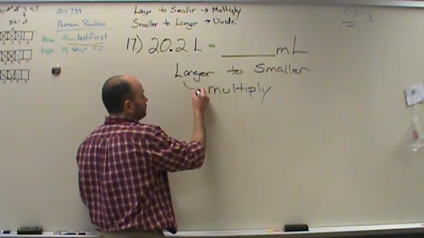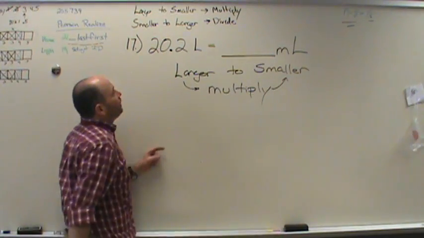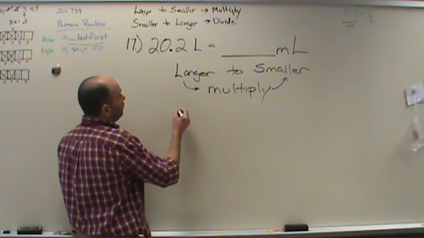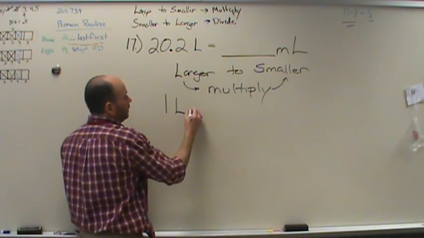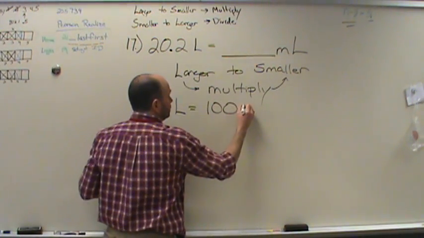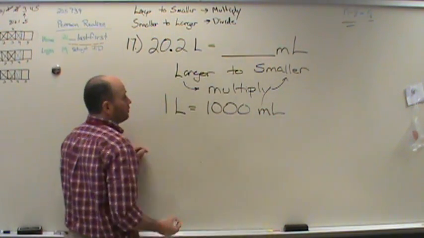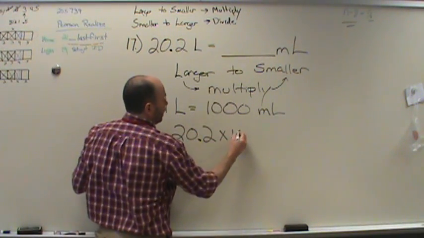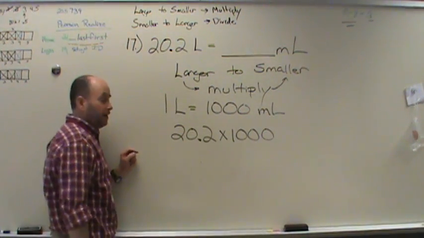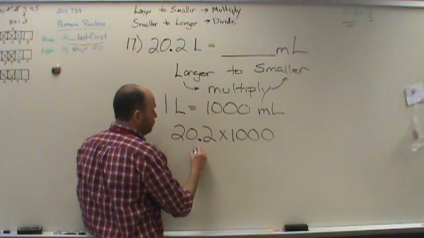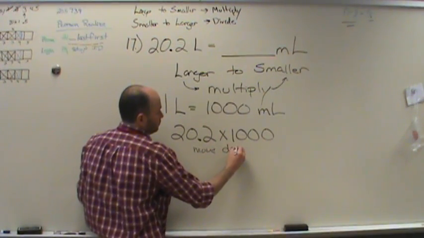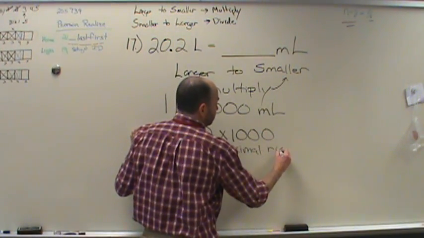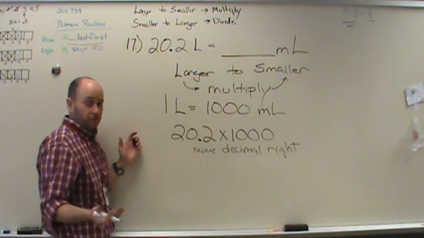Okay? So larger to smaller means you multiply. In this case, we can use the rules of moving decimals to do it. And we know that 1 liter equals 1,000 milliliters, which means we're going to multiply 20 2/10 by 1,000. Again, what we do is we move the decimal to the right, or we use a calculator. Move your decimal to the right, and you can get your answer with very little difficulty.